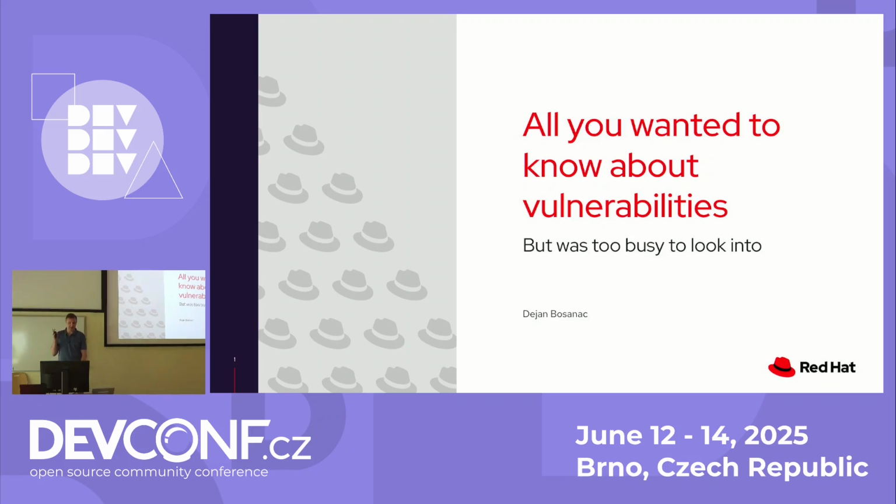So my name is Dejan. I work for Red Hat. I've been at Red Hat for many years, working on different things, but for the last couple of years I was focusing on software supply chain security. And as a part of that, as we will see later on, vulnerability management is one part of that.